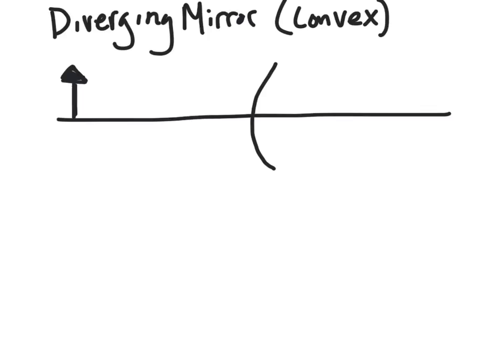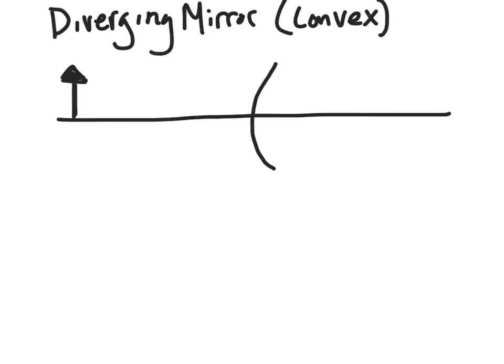Okay, so the other type is a diverging mirror. Just like a diverging lens, a diverging mirror is going to make light rays diverge. So it's going to go parallel and then out. A light ray down here will come in and go out. It's going to make everything diverge away. Just like diverging lenses always made virtual images, diverging mirrors will always make virtual images.